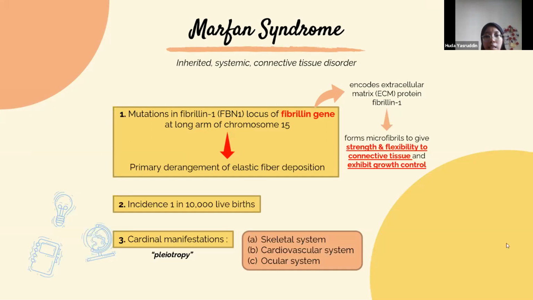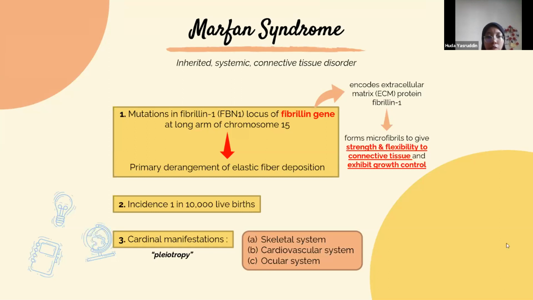The fibrillin gene encodes the extracellular matrix protein fibrillin 1, which functions to form the microfibers in order to give flexibility and strength to the connective tissue. This gene is also proven to control the growth of cells. So when this mutation occurs, there will be derangement of the elastic fiber deposition, as well as uncontrolled growth of the tissue.